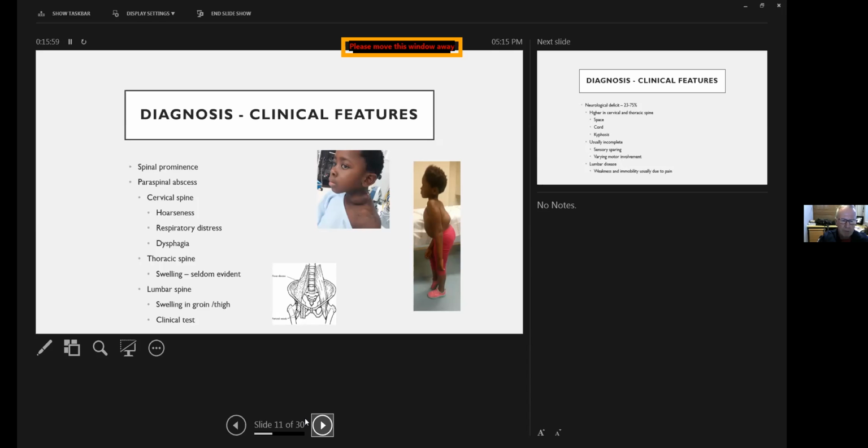So if you did a Thomas test where you flexed both hips and then extended one at a time, if they got pain on extension of the affected side, that would be a sign of a psoas-related pain and perhaps a cold abscess in the psoas.